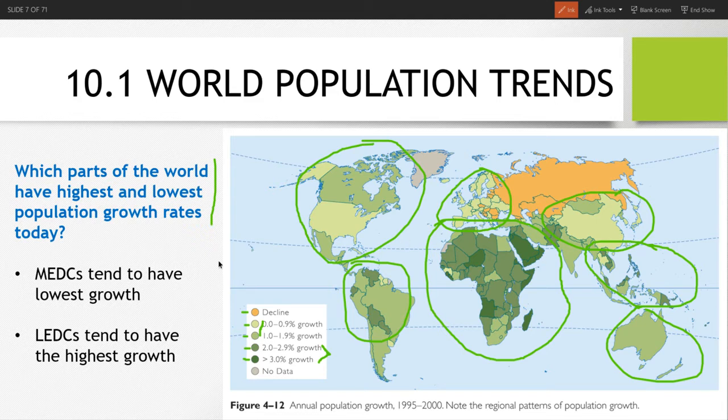So, as a general trend, we can say that MEDCs tend to have the lowest population growth rates globally, and LEDCs tend to have the highest. This is going to bring up a couple of questions, like why, and what are issues related to that, or is there anything being done today to change that scenario, and so on. So we will look at this as we continue through this unit.